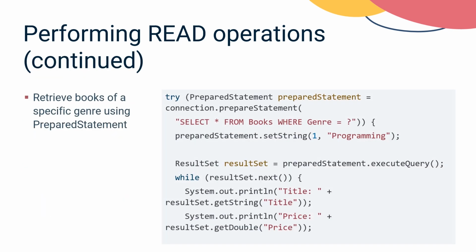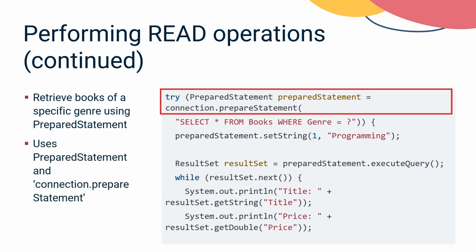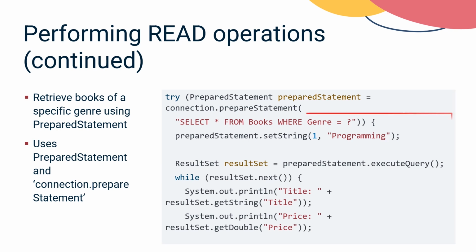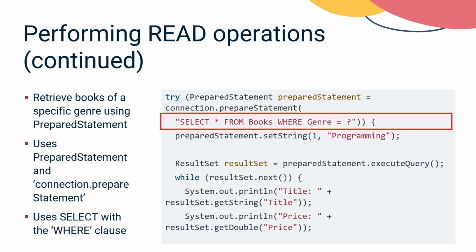This is a more advanced example of a similar kind of read operation, using a prepared statement object to retrieve all books from a specific genre and output information about each book's title and price. The key difference here is that it creates and uses a prepared statement object using the connection.prepareStatement method, and it retrieves all books from the programming genre by using select asterisk from books with the where genre equals ? clause.